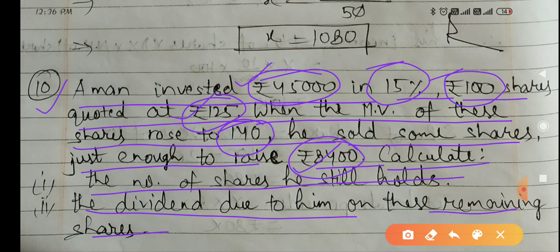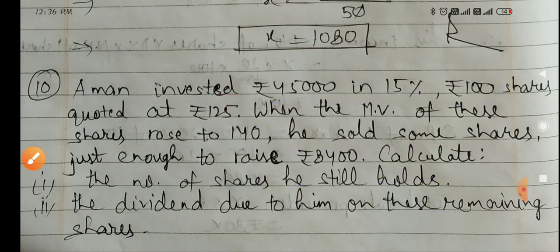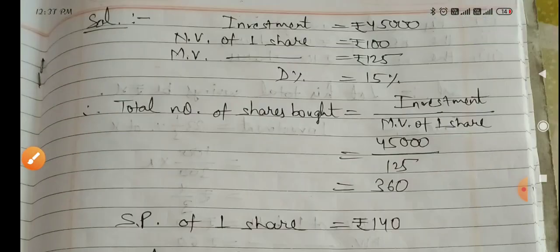What is the meaning of this line? The meaning of this line is that this is the sale proceed of shares sold. And 140 rupees is the sale proceed of one share. Total sale proceed is 8400. When you divide total sale proceed by the sale proceed of one share, then you will get the number of shares sold. So I will tell you, you can see the solution.